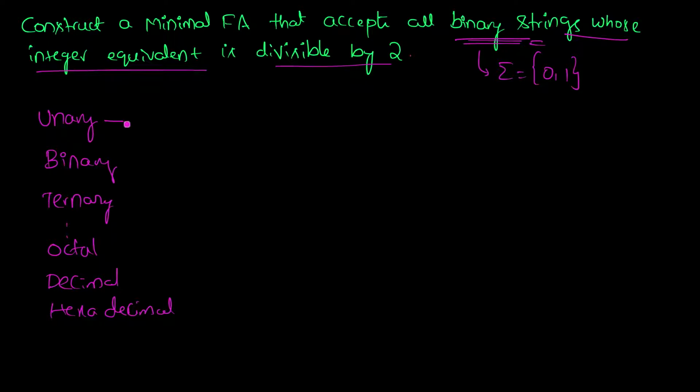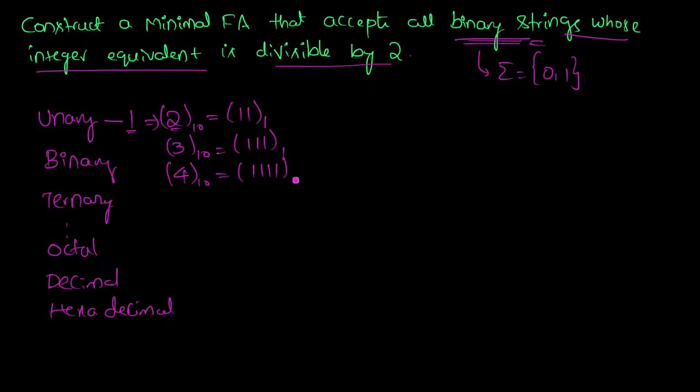In unary number system, we have only one symbol. This is the only symbol which we can use to represent any number, right? So if we want to represent number 2, which is in decimal, in unary, we need to write 1 1, 2 times. If you want to represent 3 in unary, we need to write 3 ones. If you want to write 4 in unary, we need to write 1 4 times, and so on, right? So if you want to represent 100 in unary system, you need to write 1 100 times.